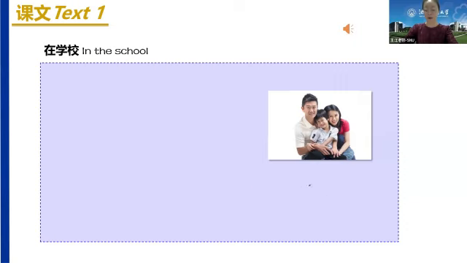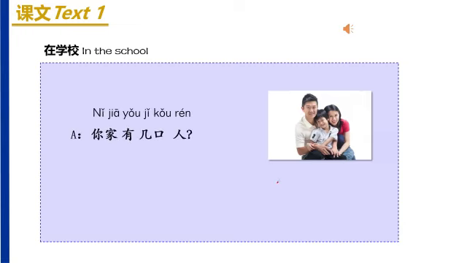Okay, start. 你家有几口人？Abda Kahadim. Abda Kahadim, are you there? Okay, so I will ask another student. Rashid Mahmoud, you are B. Okay, start.